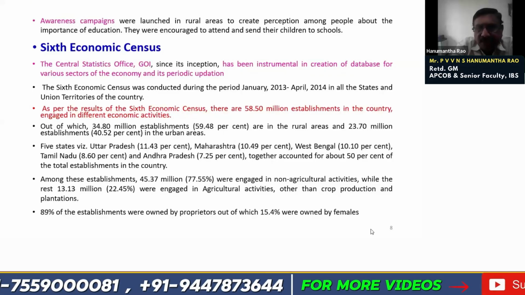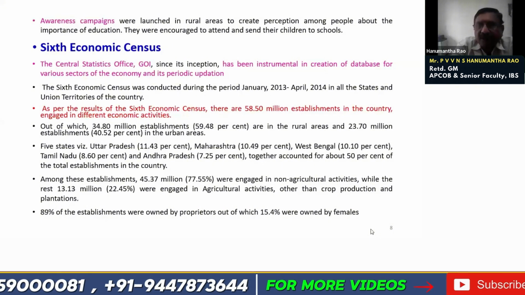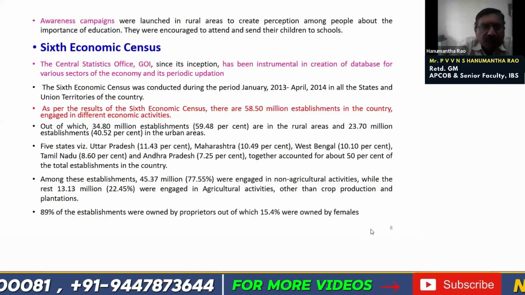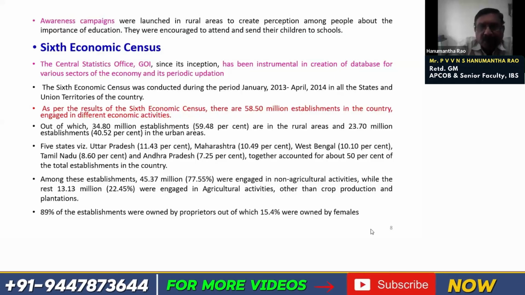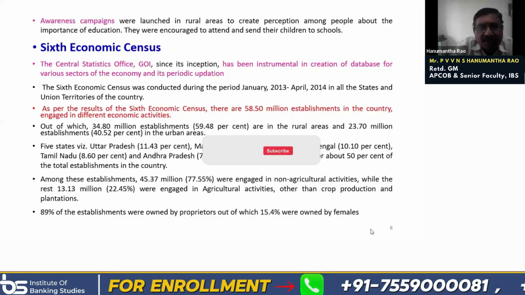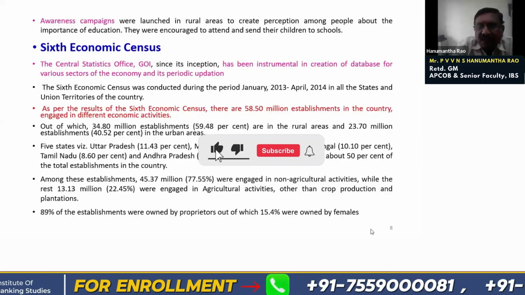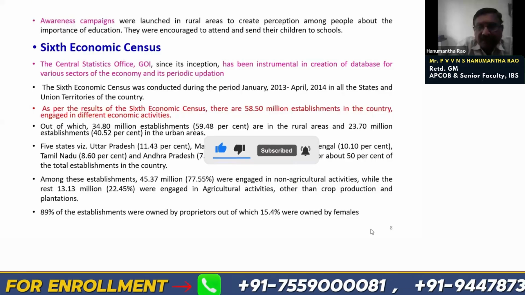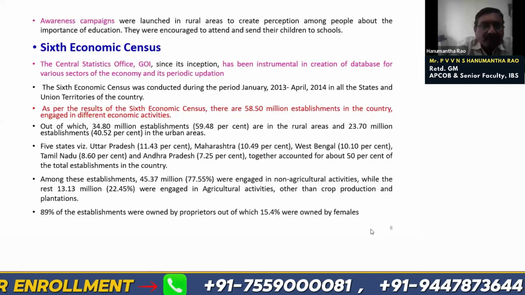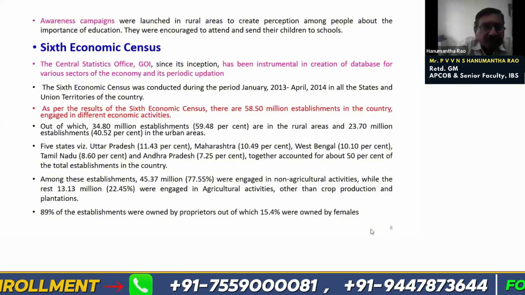Uttar Pradesh 11.43, Maharashtra 10.49, West Bengal 10.10, Tamil Nadu 8.60 and Andhra Pradesh 7.25. So 50% of the establishments are there in all these 5 states. The rest of the 50% establishments are there in the rest of the states or union territories.